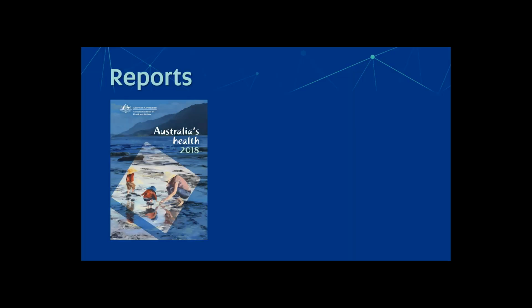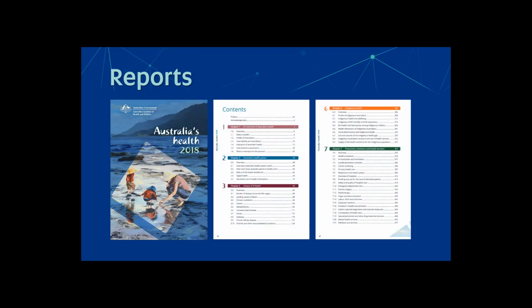Some of these reports can be really long. So for example, Australia's health is over 500 pages long, and we don't expect you to read the whole thing. So in that situation, we expect you to choose a chapter that you're interested in and do your report review on that. So for example, you could choose chapter 2, Australia's health system, and then focus on digital health. Or you could choose chapter 6, Indigenous health.